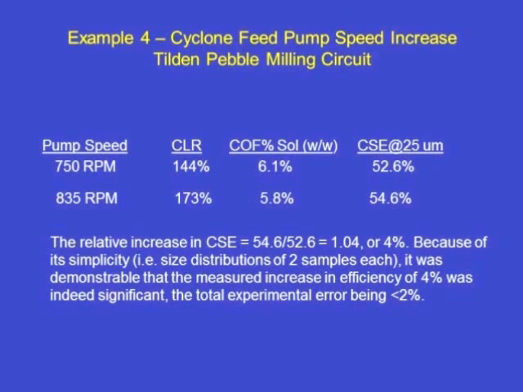And this is significant. All it's based on is a size distribution of what's going into the mill and coming out of the mill and taking the average. And the accuracy with which we could measure that told us we did indeed have an increase in grinding efficiency by doing that.